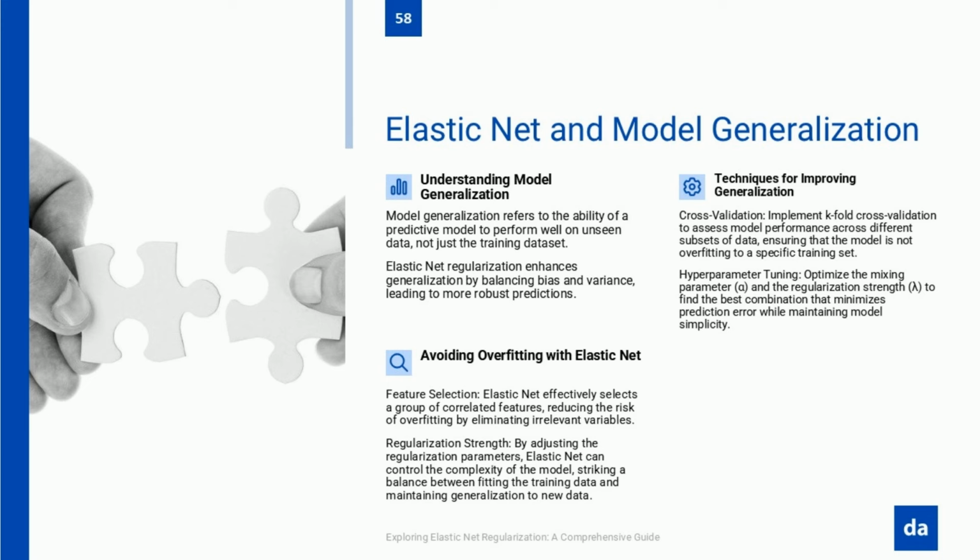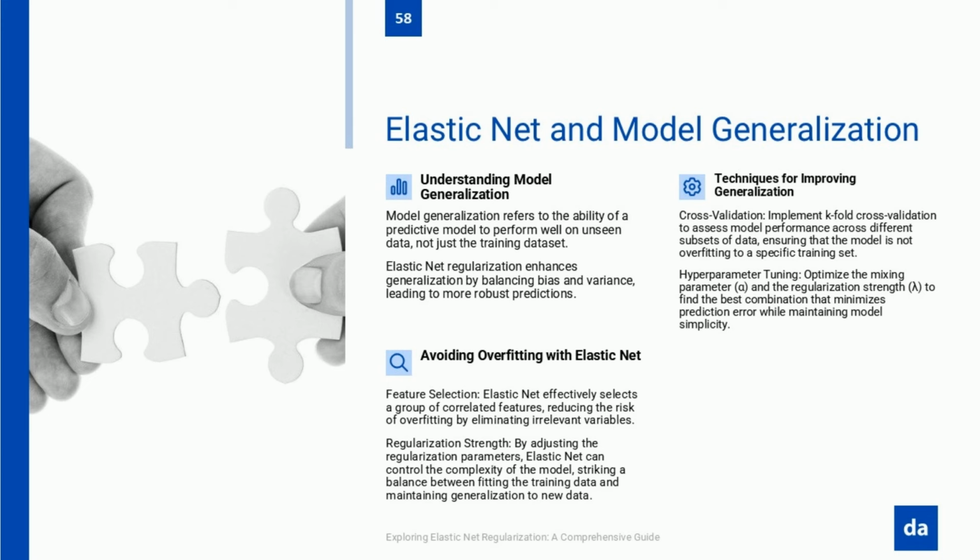One of the biggest threats to generalization is overfitting, where the model captures irrelevant fluctuations in the training data instead of true relationships. Elastic Net mitigates this by applying L1 and L2 regularization, shrinking coefficients, and removing unnecessary features. This keeps the model focused on the most important predictors, preventing it from adapting too much to random noise.